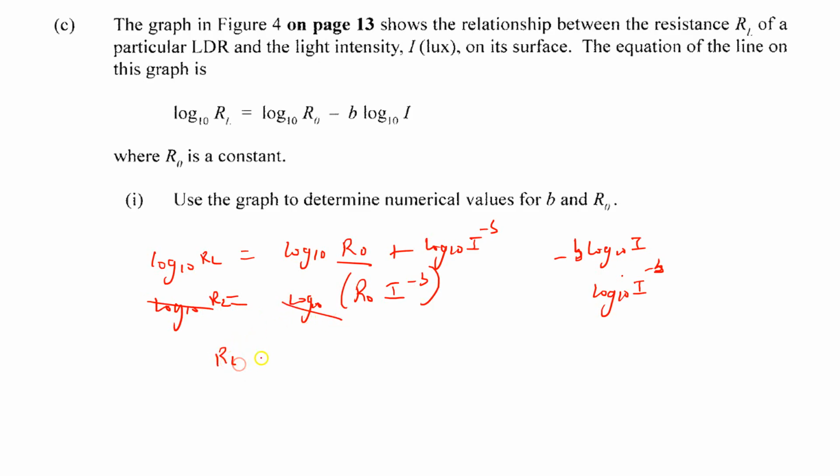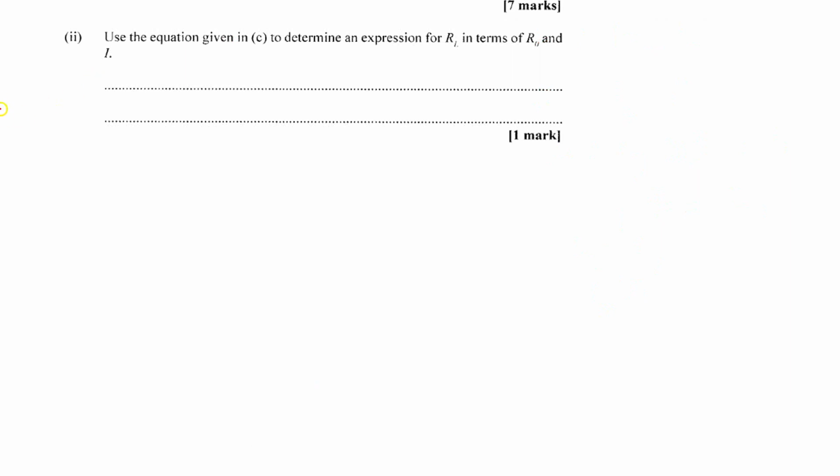So at the end of the day, RL is equal to R naught I to the minus B. Or in some cases, you could see us write it as RL is equal to R naught divided by I to the B, right? Because the laws of indices tell us that we can do that. So with that being said, you could get your 1 mark. That's the equation that they want us to write here: RL is equal to R naught divided by I to the B.